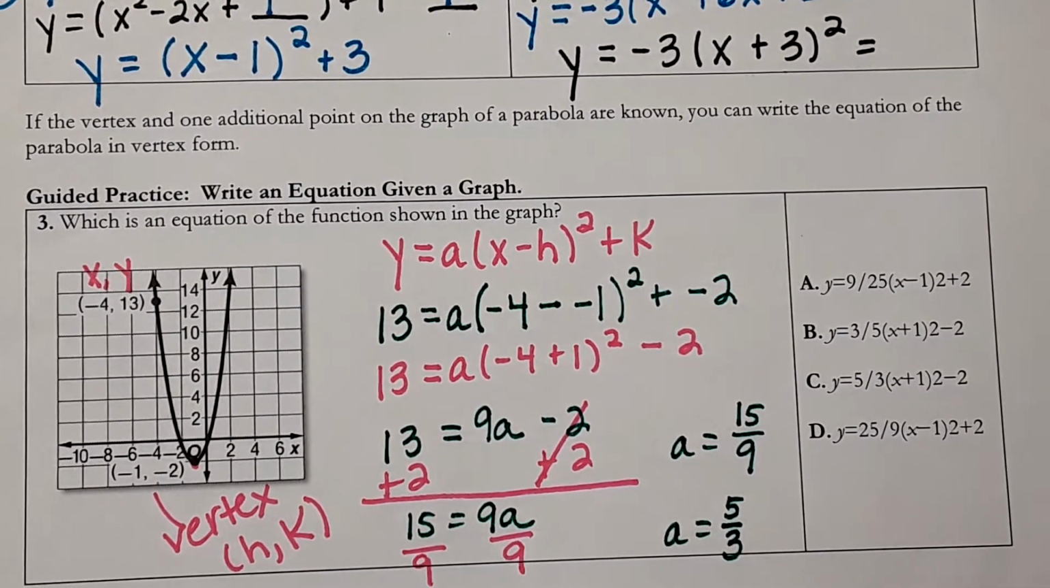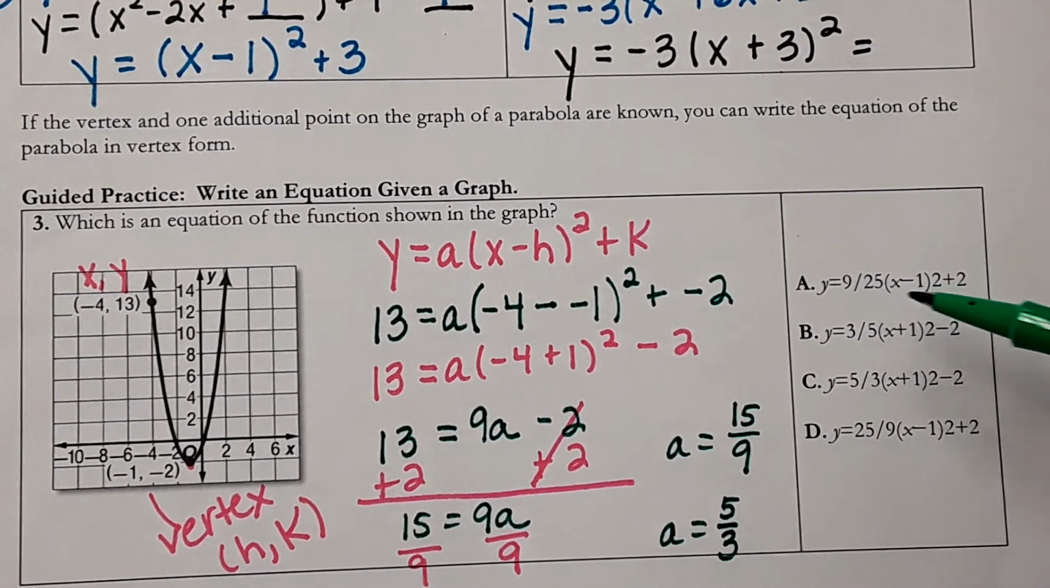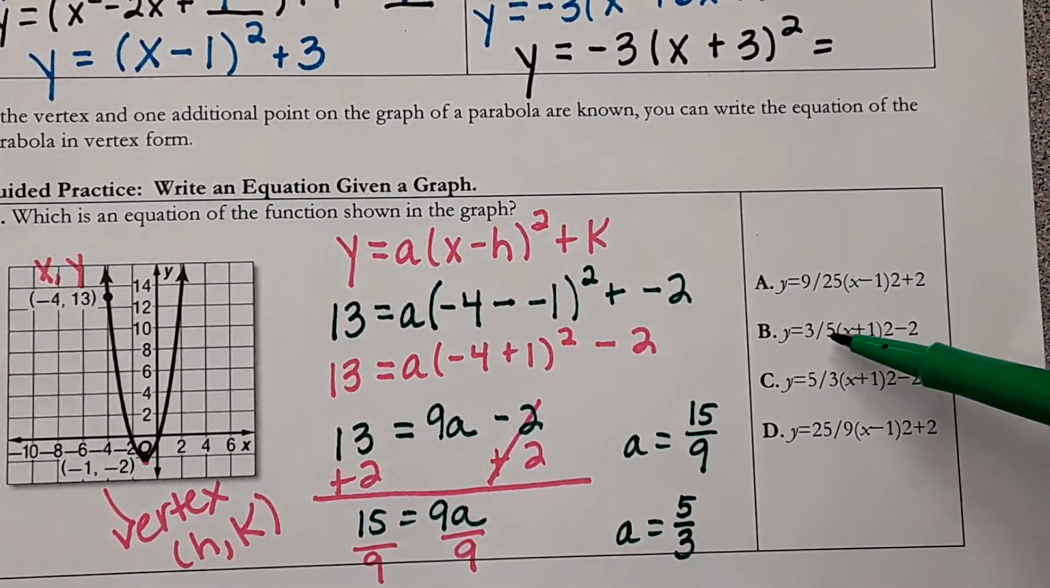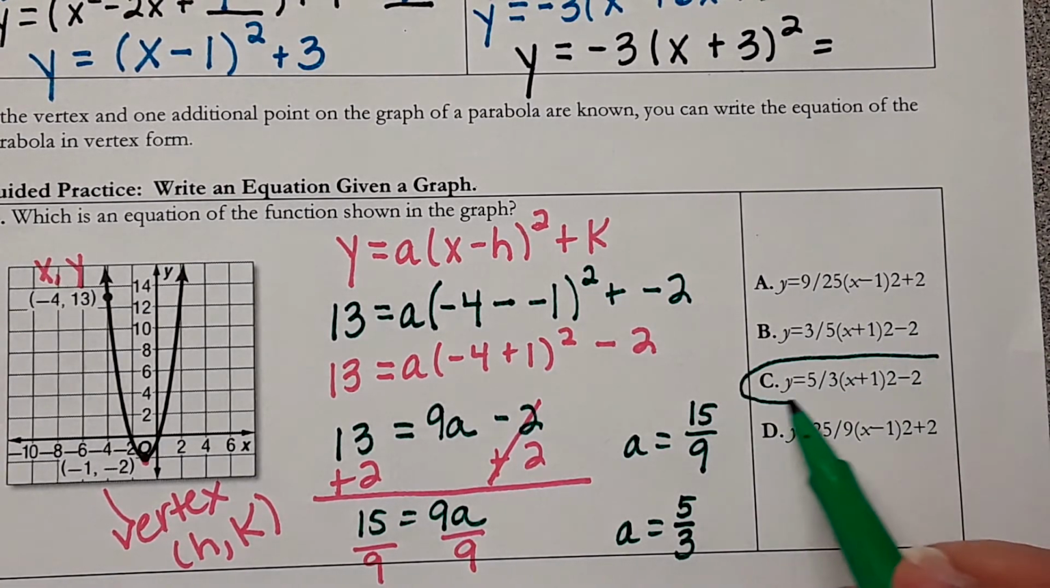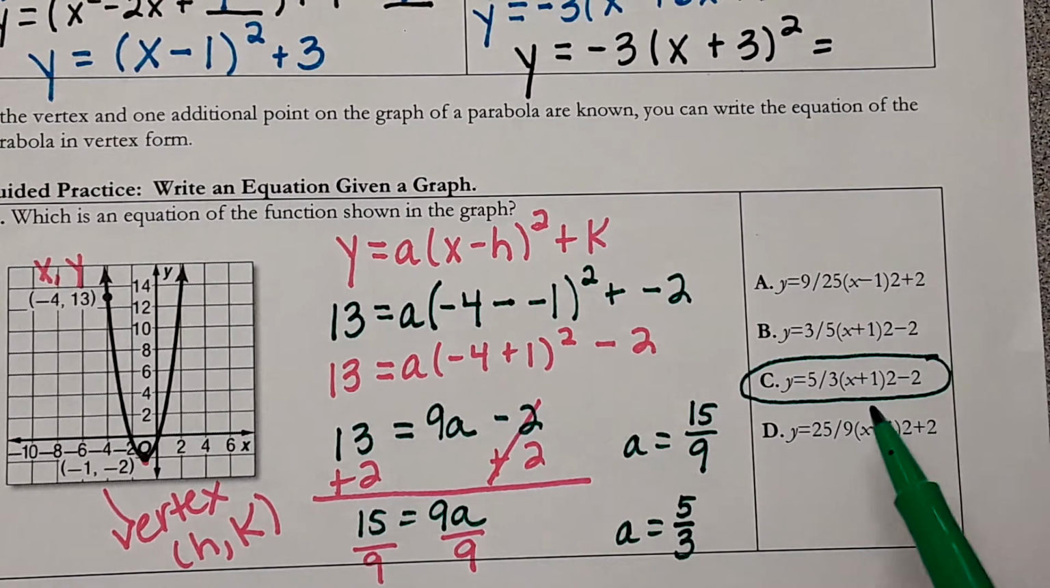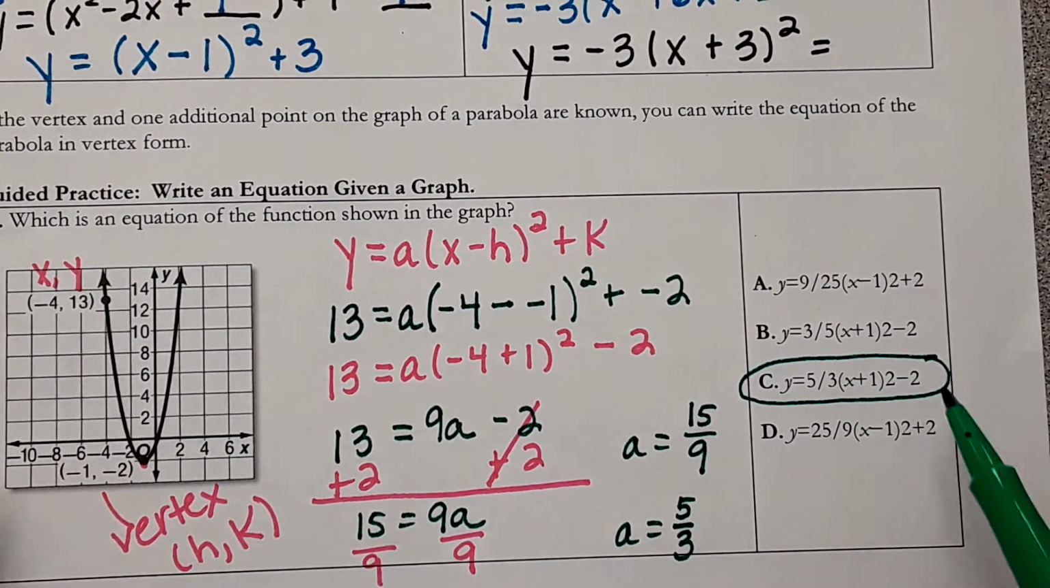So you guys, my vertex was -1, -2. So inside, it would have been +1. Well, 9/25 is not A. 3/5 is not A. 5/3 is A. Sometimes there'll be more there, but let's make sure it should be x plus 1. That's correct, -2. So that is our vertex form.